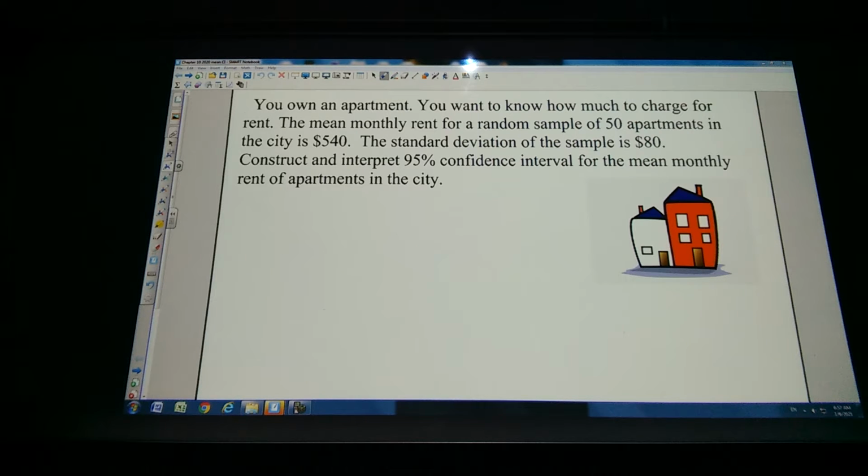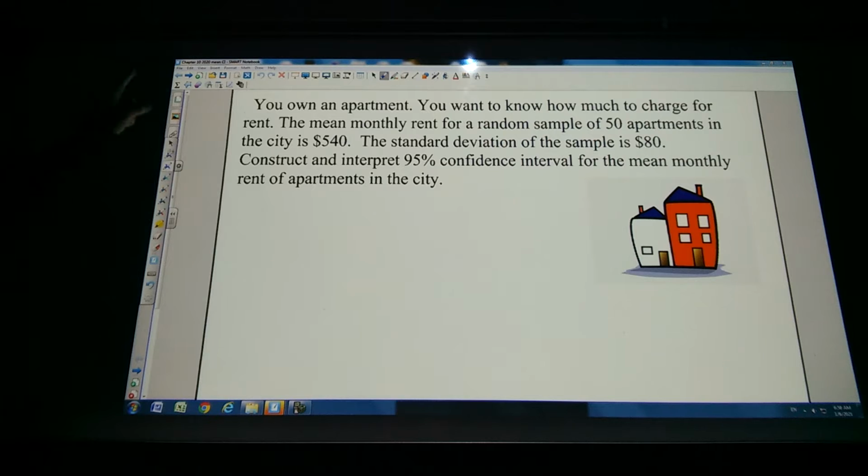Again, a random sample is fantastic. Hopefully you don't look at just 50 apartments in one location. Hopefully it's random. You give all the apartments a number, which is not that hard to do, and you randomly get 50 different apartments, and you find that the average of those 50 is $540 a month. You figure out, using your calculator, that the standard deviation of the sample is $80.